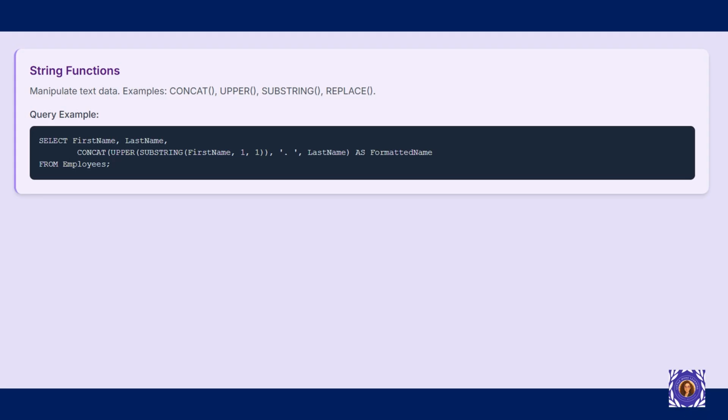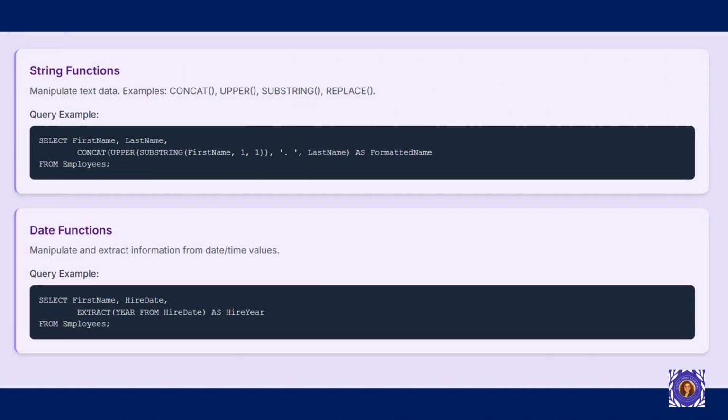We might use UPPER, SUBSTRING, first name, 1, 1, to get the first letter of the first name and make it uppercase, then CONCAT that with a period and the last name. The result would be something like J.DOE.